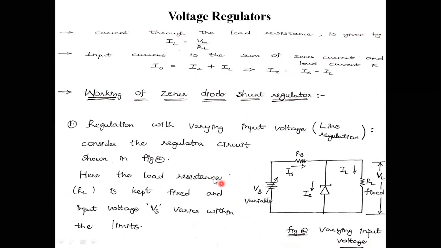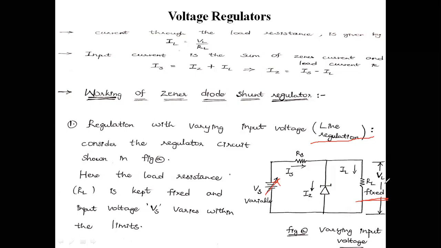And similarly, this is the actual working of the Zener diode shunt voltage regulator. Regulation can be done in two ways here. First one is line regulation and next one is load regulation. Line means the input voltage. In line regulation, we vary the input voltage, this is the variation symbol, while the output load resistance is fixed.